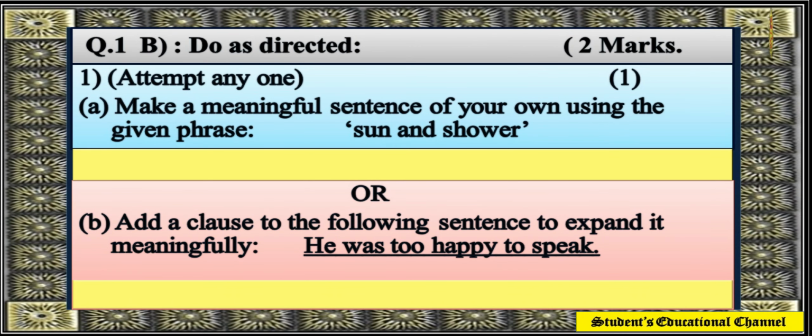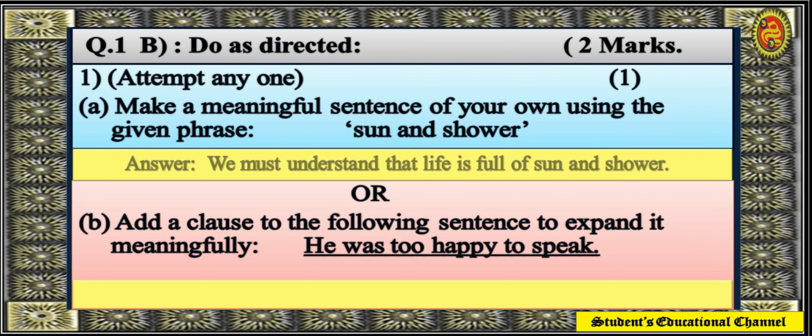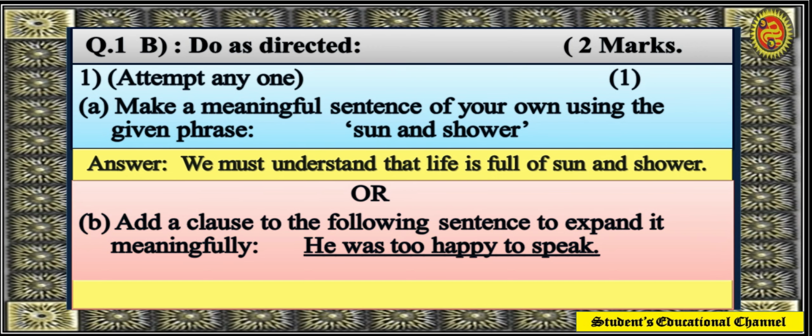Question 1 B. Do as directed. 2 marks. First, 1 mark. A. Make a meaningful sentence of your own using the given phrase. Sun and shore. Answer: We must understand that life is full of sun and shore.